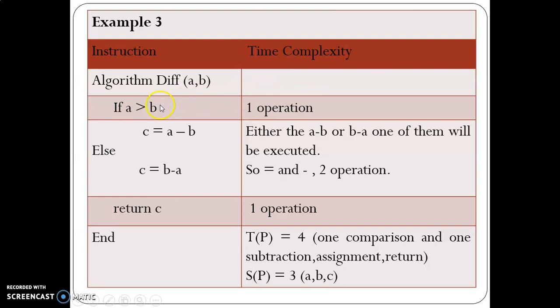Then we looked at an example with an if statement. Now in this if block, this comparison operator will always execute, so it is one operation. And here there is an equal to and minus sign, so there are two operations. Now out of these two, only one of the statements will get executed. So in total for this whole block, two operations will be performed. And then return C, one operation. So total of 4 operations. And total number of variables being used is 3. So the space complexity is 3.